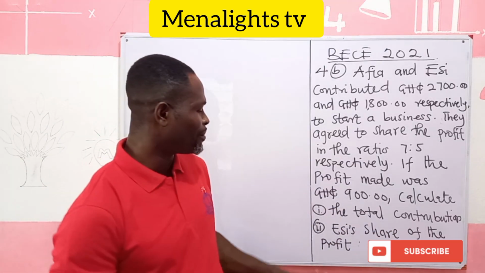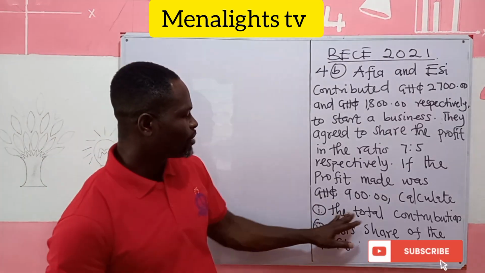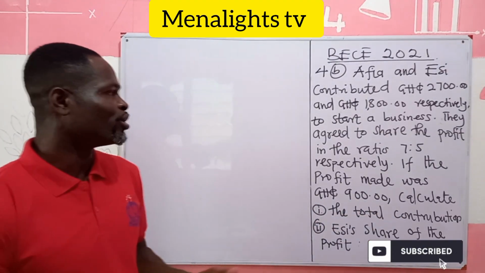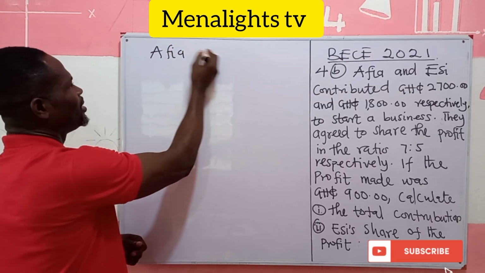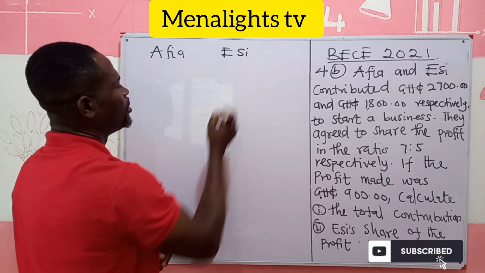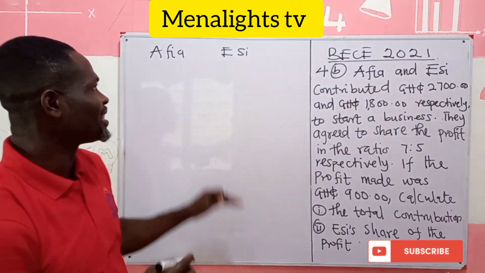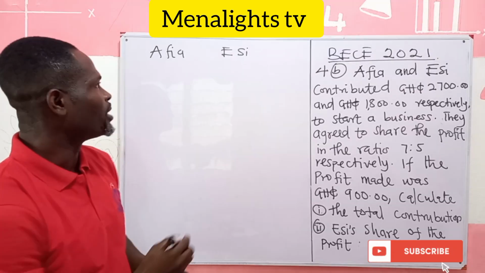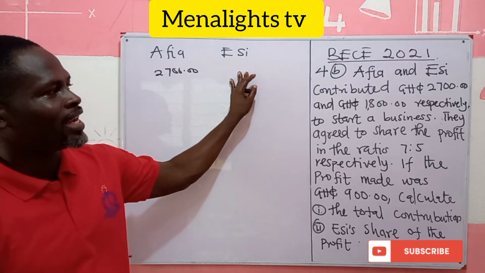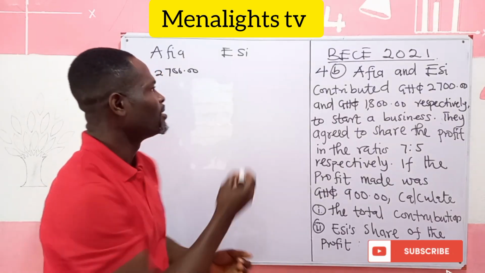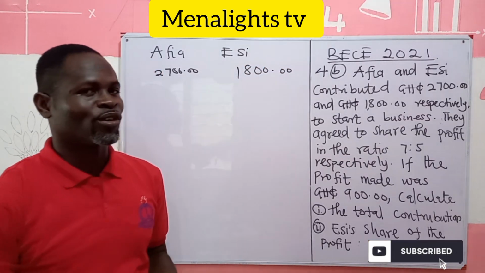The third one is coming back because of the space. The third one, we will write it later. Now, when you look at the question, we have to find the total contribution. So we have Afia and then AC. The first one here, that is 2,700. That is the amount that Afia contributed. So we have the 2,700 cedis here. And then when we come to AC, AC contributed 1,800 cedis. That is their contribution.